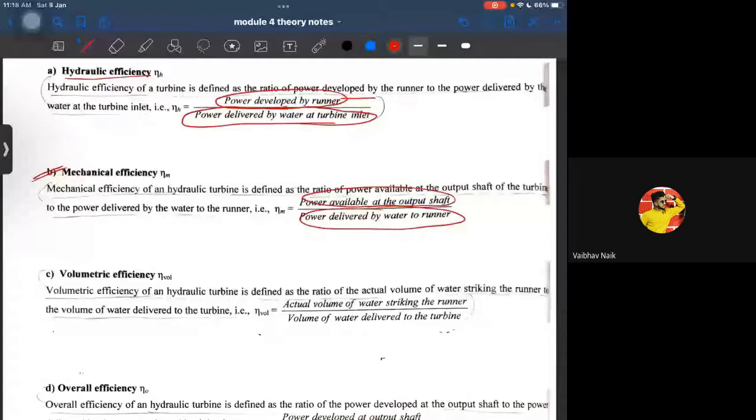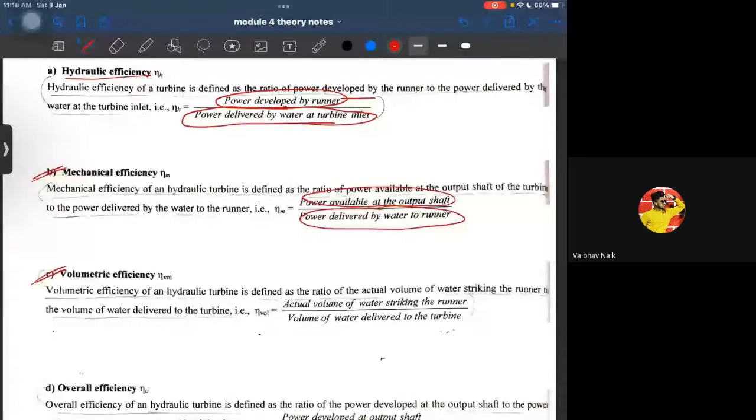Okay. Next is volumetric efficiency. Volumetric efficiency is very easy to understand. Suppose I give a vague value like 100 liters of water. If I supply it to a Pelton wheel, it is not necessary that all 100 liters of water will be striking the turbine wheel, isn't it? Some may go out as spillage in between. In order to analyze what percentage of water you have sent is actually striking the turbine wheel, we go with volumetric efficiency.